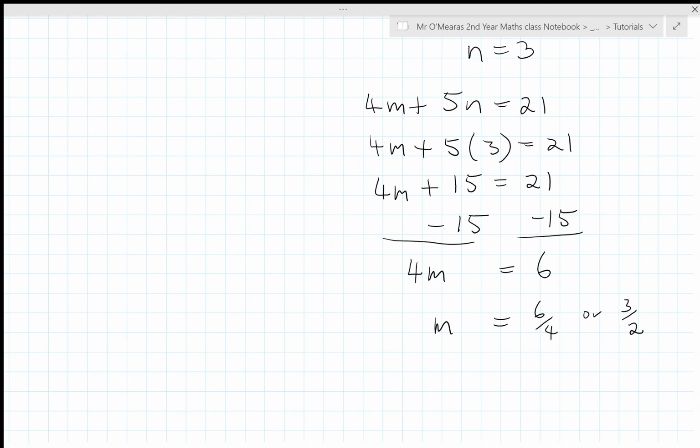Okay, always a good idea then to verify your answer. Verifying your answer basically means that in both equations you sub back in your answer. So our answer at the minute is m equals 3 over 2, n equals 3. We want to make sure that that's correct.